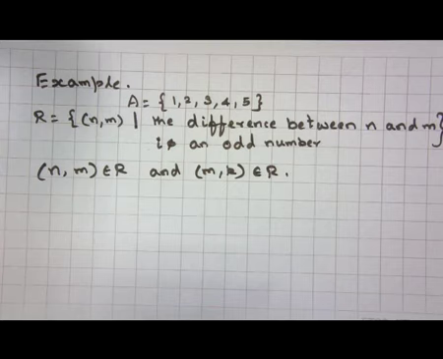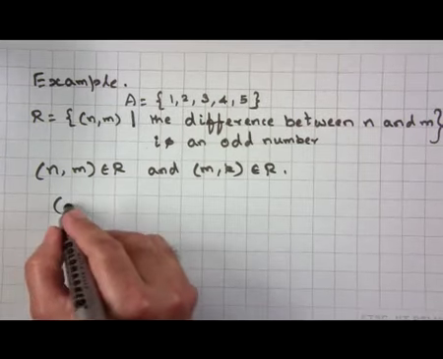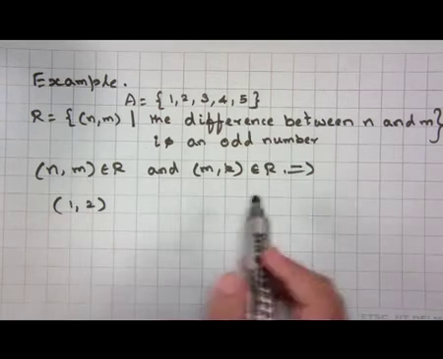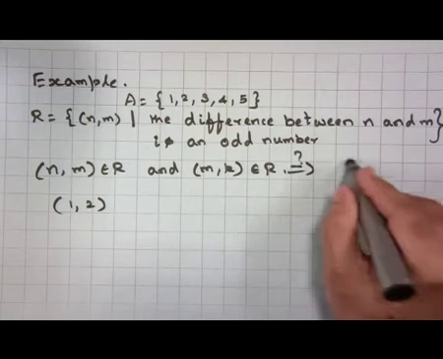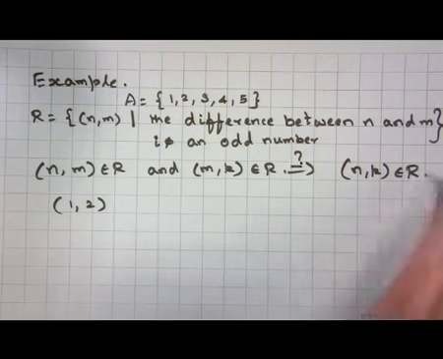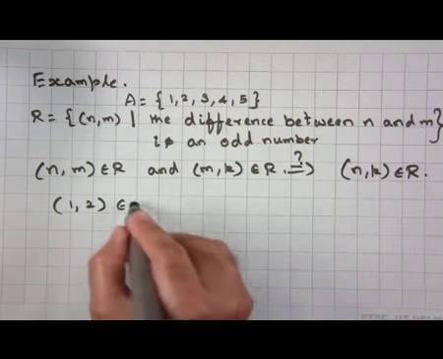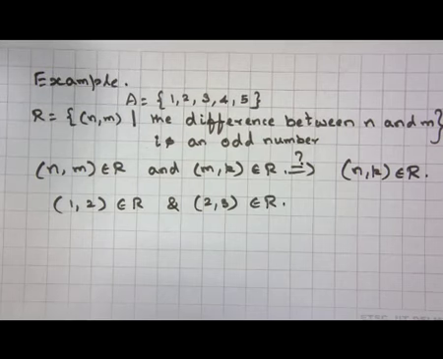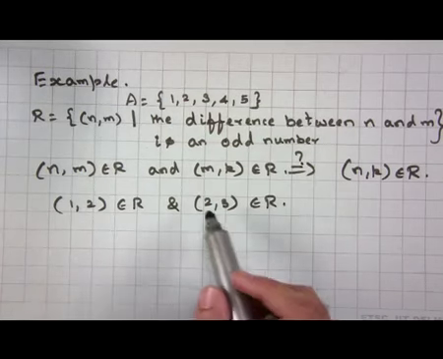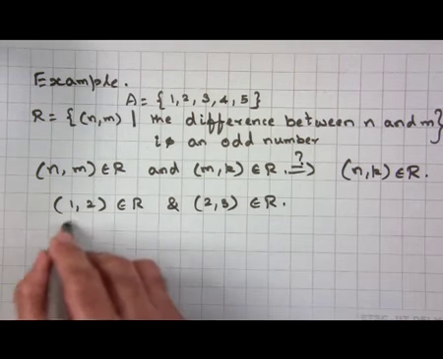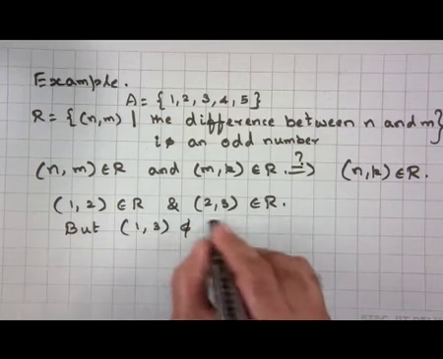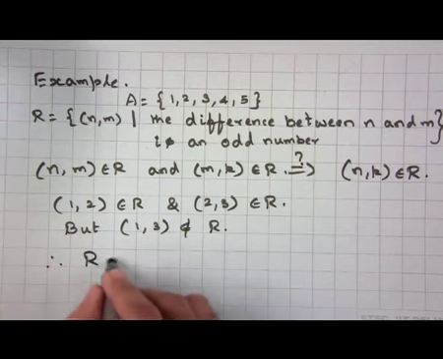So, now let us look at some of the examples that we had. In this example, we have (1, 2). That is what we wanted: (n, m) in R and (m, k) in R. Does that imply that the pair (n, k) is in R? Now, we know that (1, 2) is in R and (2, 3) is in R, because the difference between 1 and 2 is 1 and the difference between 2 and 3 is also 1, but the difference between 1 and 3 is 2. Therefore, this does not belong to R. Therefore, R is not transitive.